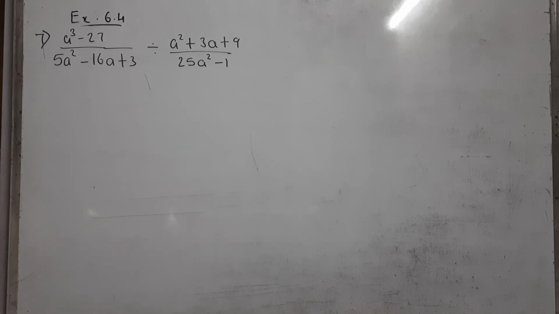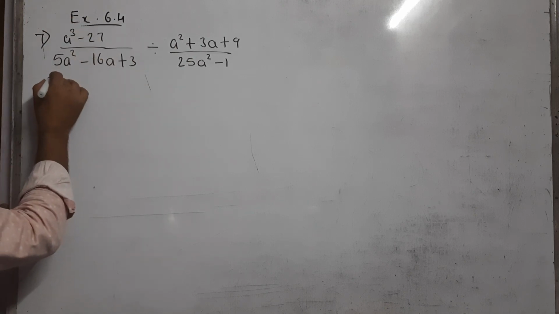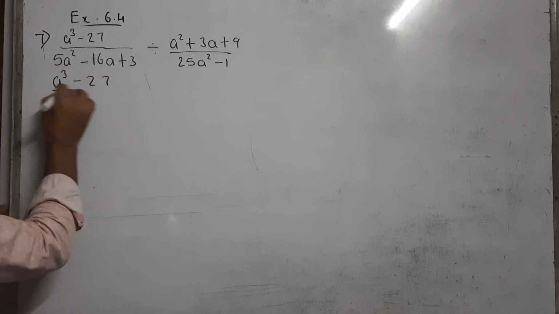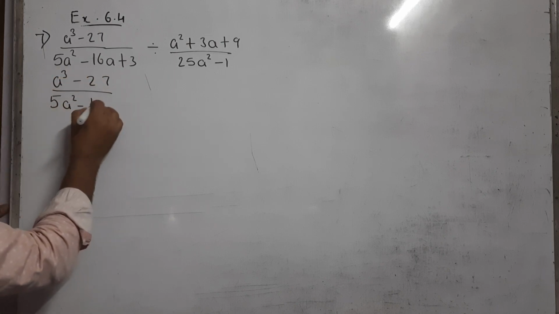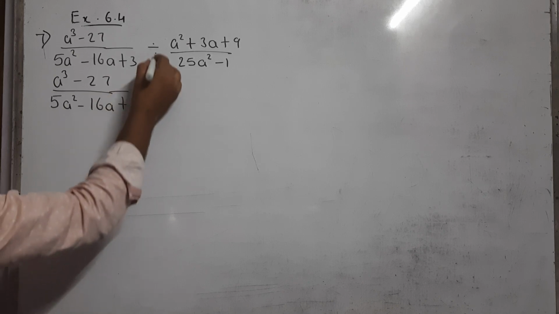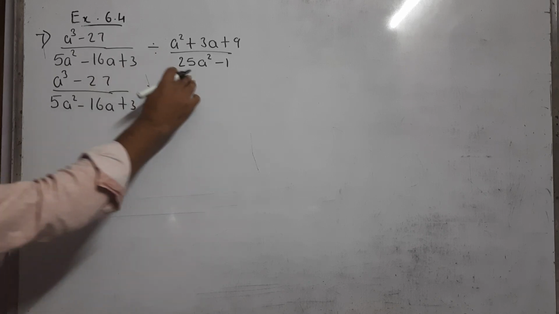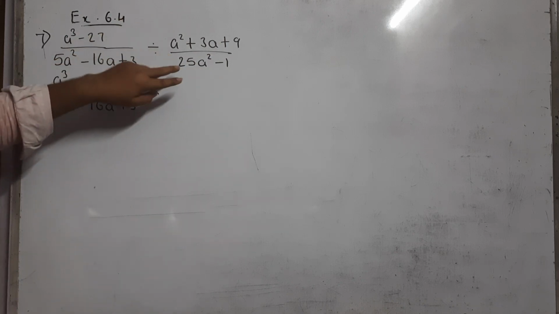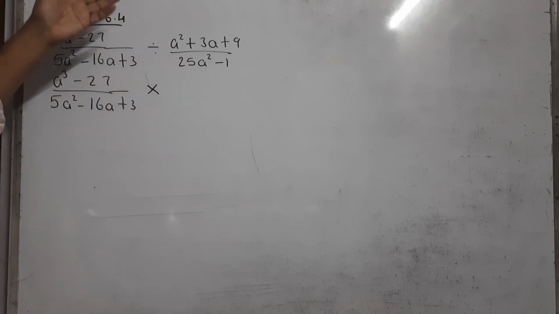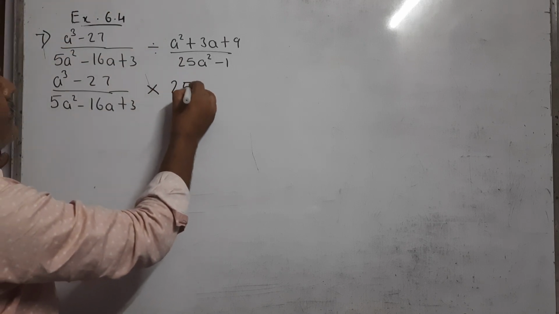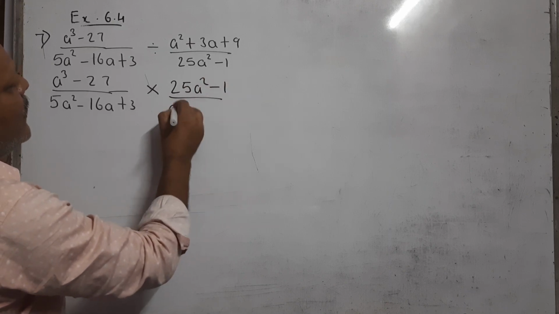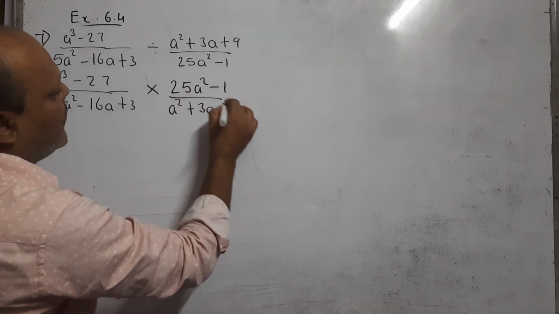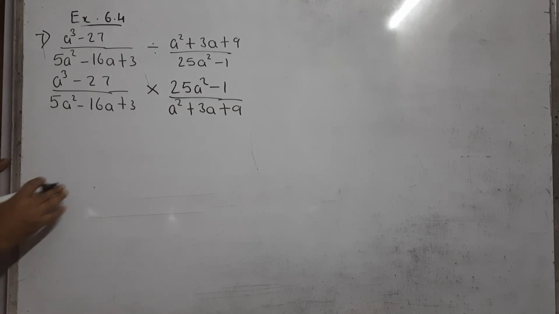Okay, already we had done question number 5 the same way. Your division is there. First of all, we have to convert the division into multiplication. The first term as it is, a cube minus 27, 5a square minus 16a plus 3. This divide we have to write in multiplication, and this we have to change it. Whenever we write division into multiplication, the numerator will go in the denominator and the denominator in the numerator. That means reciprocal we have to do. That is 25a square minus 1, a square plus 3a plus 9. Okay, now we will apply the formulas.